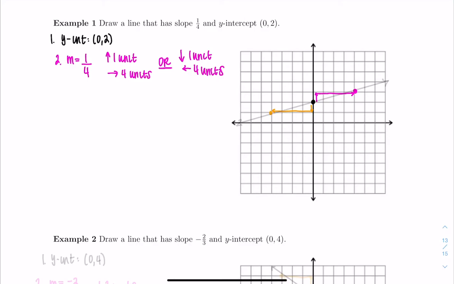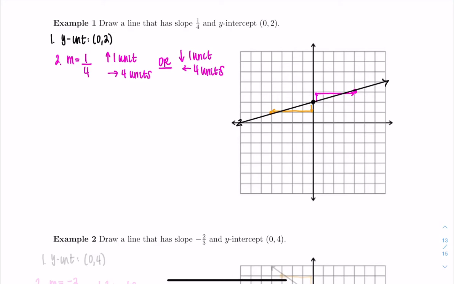And then all we have to do is connect our points with a line. And so you can see we fall on the exact same line no matter which direction we went. So you always want to plot the y-intercept first and then use the slope to find the second point.